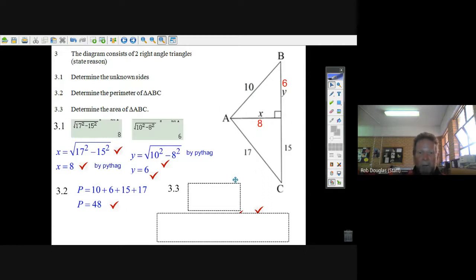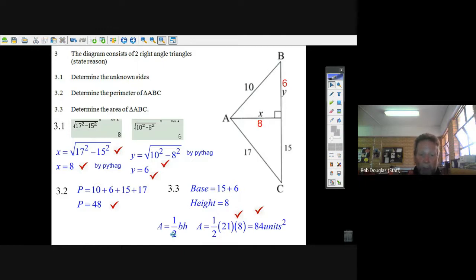Okay, the last question. Determine the area of triangle ABC. Well, to find the area of a triangle, you need the base. Well, that's the base, 6 plus 15. And there's the height of the triangle, 8. So we could put this triangle on this base, and there's the perpendicular height, 8. So that's our first problem, is to figure out the base, which is 21, and the height is 8. Now you have to know to find the area of a triangle, it's 1/2 times the base times the height. So 1/2 times 21 times 8, well, that's 4 times 21. That's 84 square units. And there's your 2 marks. I hope that helps.